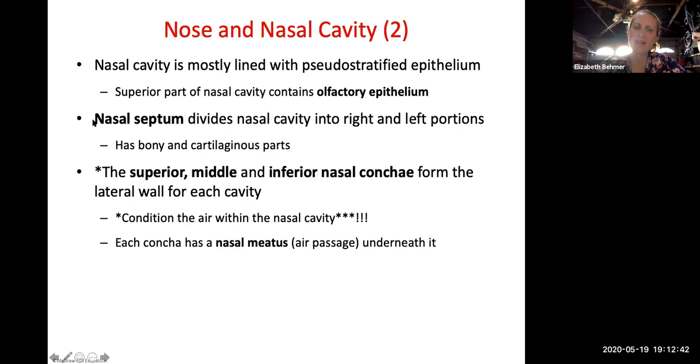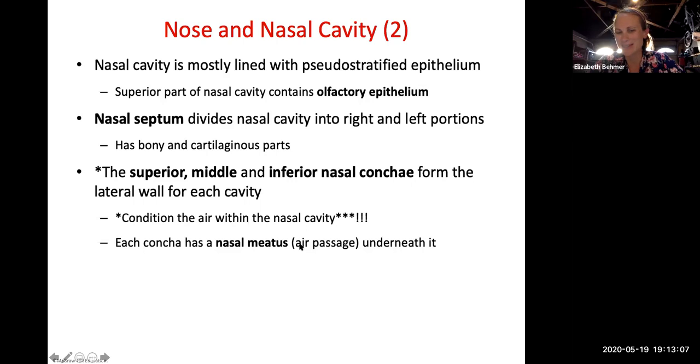And then on the lateral walls of each cavity, we have what we call concha, or conchae for plural. And they are just little ridges on the lateral sides of each cavity. And I'll show you what they look like. And these concha, these ridges within your nasal cavity, provide an area below them called a nasal meatus.